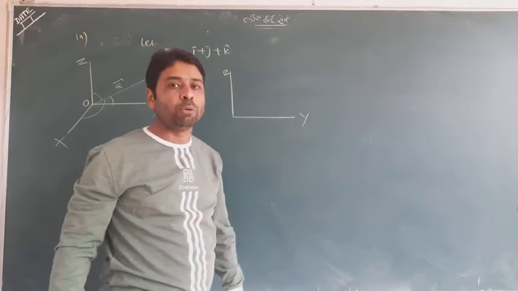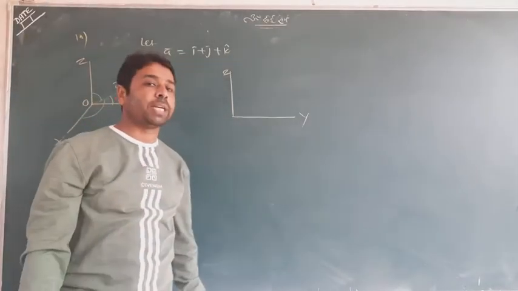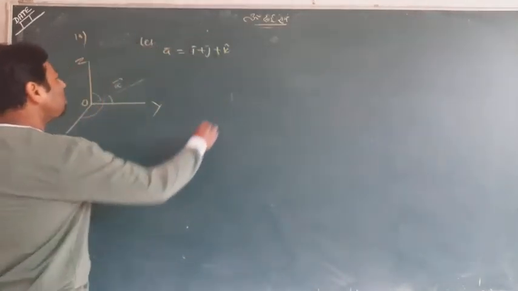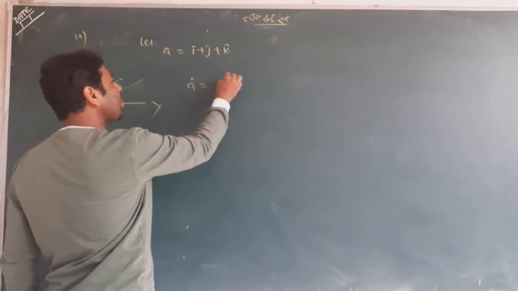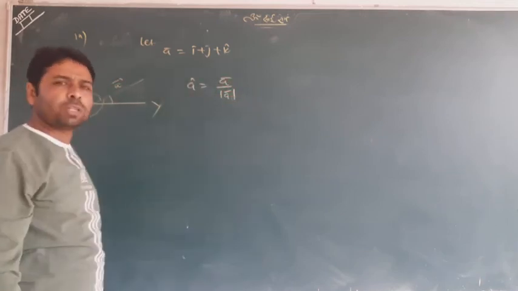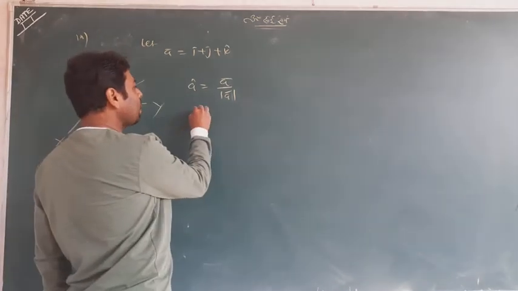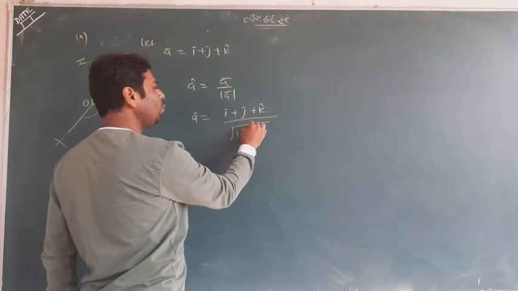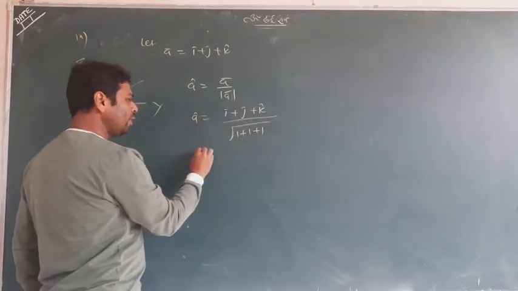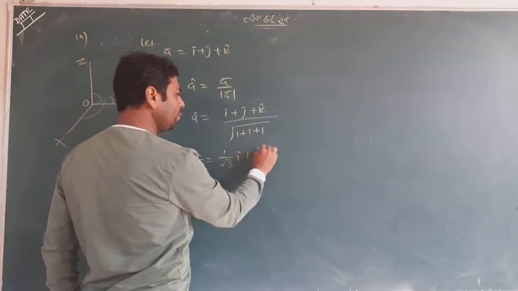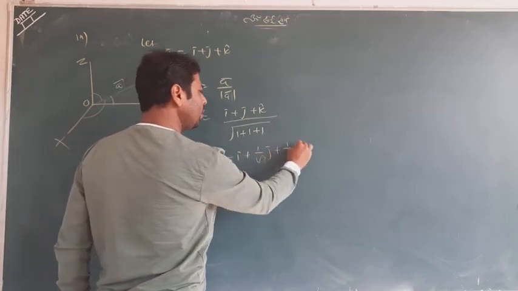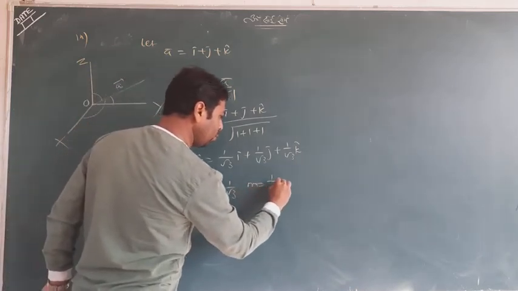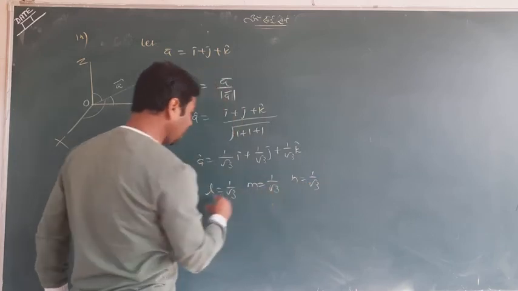And we focus on angle only. So for angle, you will find the cosines. Look, I tell you how we can find the cosines. First of all, we will find a cap, because cosines are totally focused on the unit vector. So a cap is equal to i plus j plus k upon mod a, and mod a is root 3. So a cap is equal to 1 by root 3 i, 1 by root 3 j, 1 by root 3 k. So l equal to 1 by root 3, m equal to 1 by root 3, and n equal to 1 by root 3.